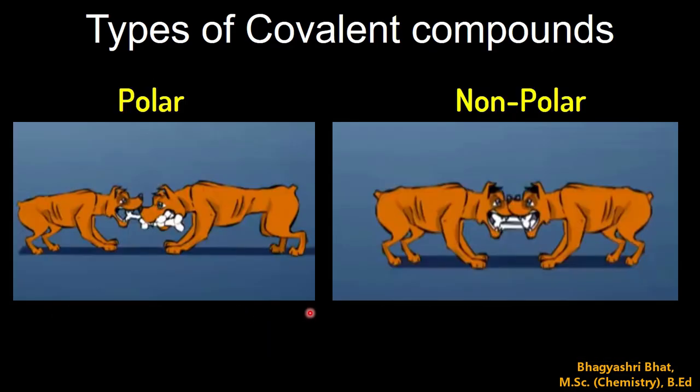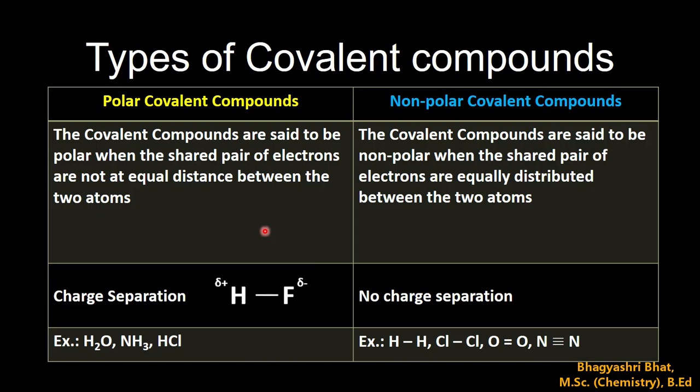So let's see. If there are 2 dogs, both of them have 1 bone each and they fight, the stronger dog tends to pull these 2 bones more towards himself. Similar is the case of covalent compounds. When there are 2 different types of atoms, depending on their electronegativity, they tend to drag the shared pair of electrons more towards themselves. Here, fluorine has higher electronegativity than hydrogen, so it tends to attract the shared pair of electrons more towards itself.